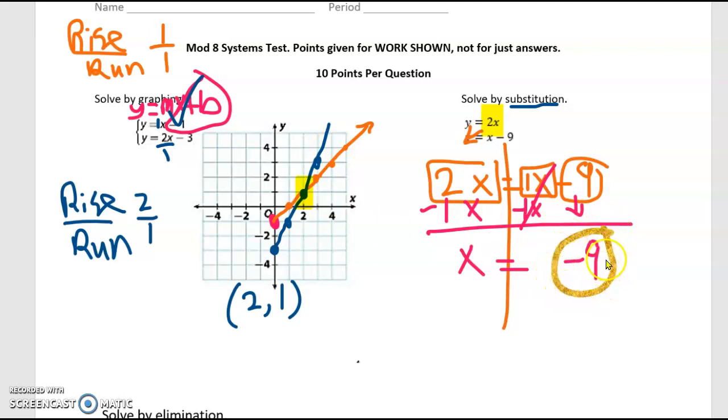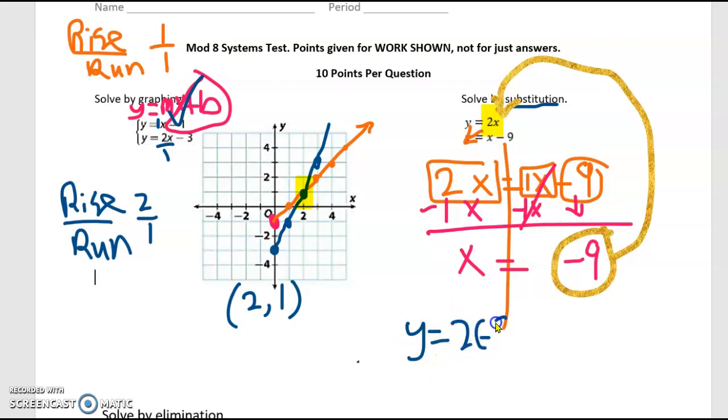Take negative 9, and here we go on a journey. We're going to substitute it in. 2 times negative 9. Well, what's 2 times negative 9? So that is going to be y equals 2 times negative 9. Let's write it over here. Y equals 2 times negative 9. Well, 2 times 9 is going to be 18, and it's going to be negative. So y equals negative 18.